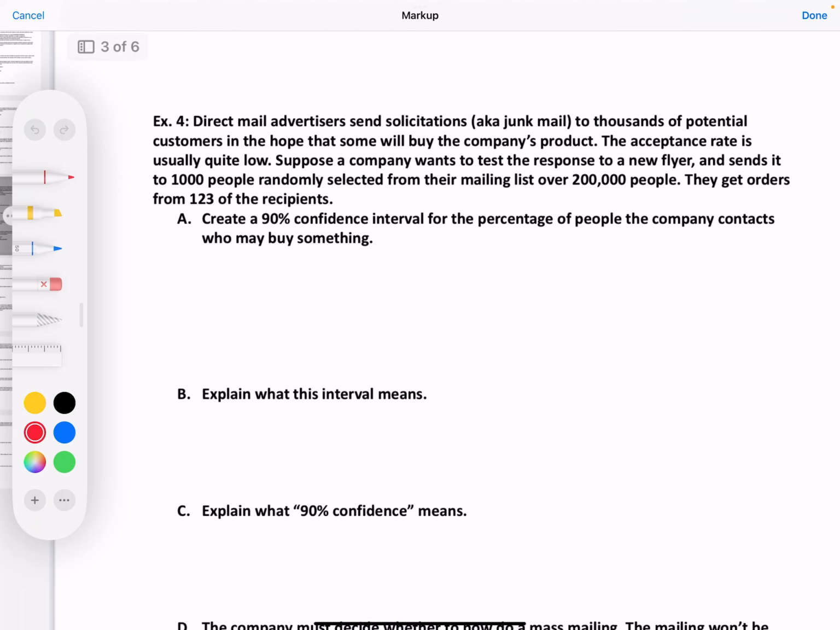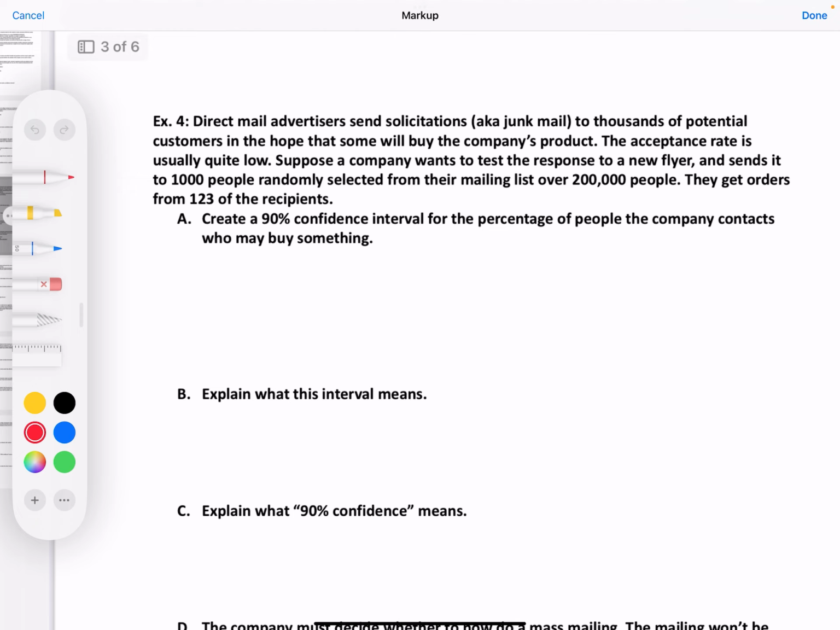Direct mail advertisers send solicitations, also known as junk mail, to thousands of potential customers in the hope that someone will buy the company's product. The acceptance rate is usually quite low. Suppose a company wants to test their response to a new flyer and sends it to 1,000 people randomly selected from their mailing list of over 200,000 people. They get orders from 123 of the recipients.